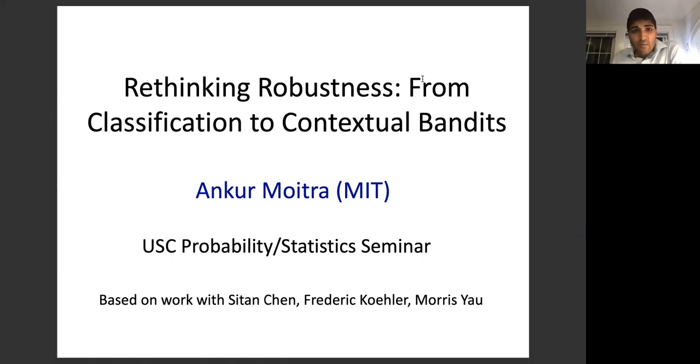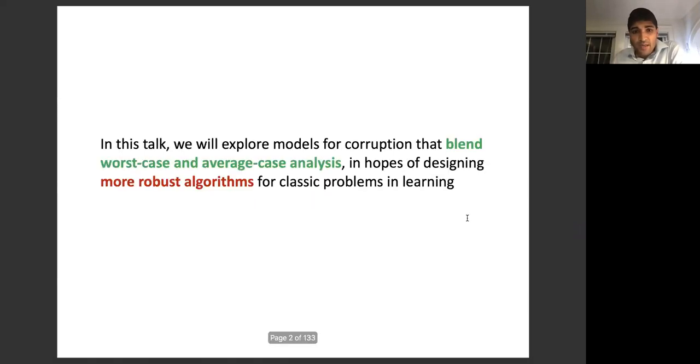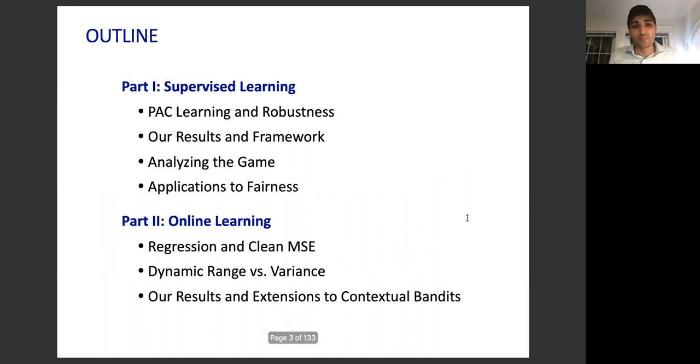So actually, before I begin, let me just start off by giving you the bird's eye view of what the main theme of this talk is. In this talk, we're going to revisit some of the classic problems in learning, and we're going to study them in new models for corruptions that are going to be a blend of worst case and average case analysis. So part of what I'll be doing is just giving you an invitation to these models, why they're interesting, why they're important, and show you how to design some new and exciting algorithms for some pretty basic problems.